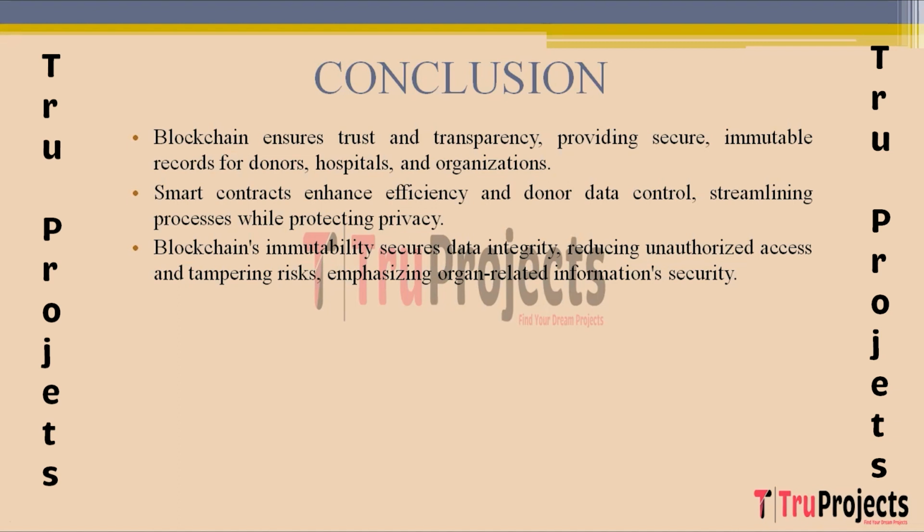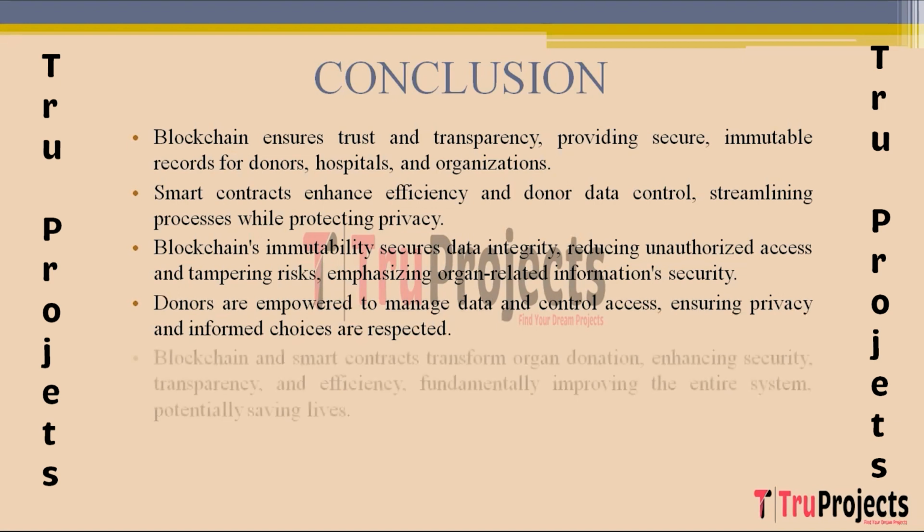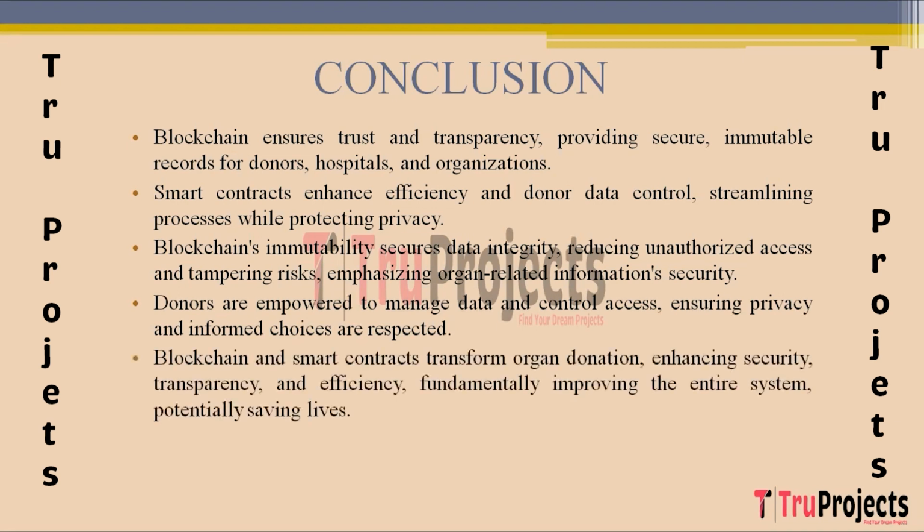The security of organ-related information is paramount. The project empowers donors by giving them the authority to manage their data and make informed decisions regarding who can access their records. This ensures their privacy and choices are respected. And the combination of blockchain and smart contracts revolutionizes the organ donation process, making it more secure, transparent and efficient. It brings about a fundamental shift in how organ donations are managed, ultimately saving lives and improving the entire system.